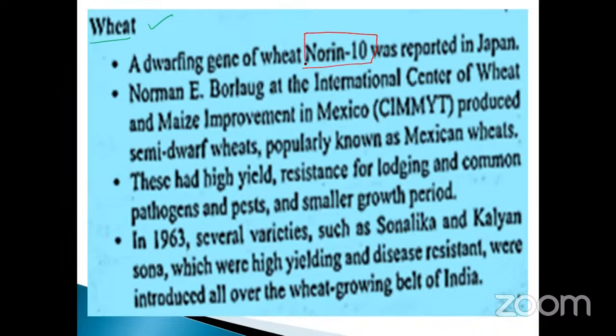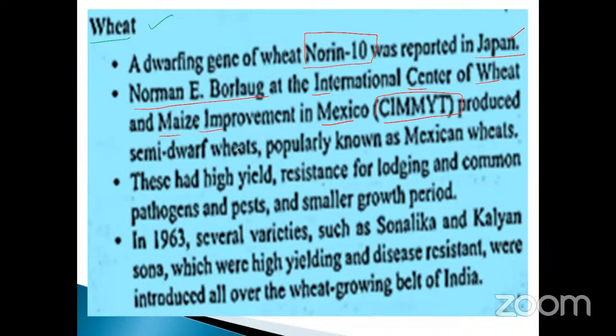See, this Norin 10 was reported in Japan. See, that is Japanese. Norman E. Borlaug is the name of the scientist. Just imagine, Norman E. Borlaug is the one associated with the World Green Revolution. Given by the name of the scientist Norman E. Borlaug, at the International Center of Wheat and Maize Improvement in Mexico, they have given us CIMMYT. So what is the expansion of this one? Sometimes they may ask: the International Center of Wheat and Maize Improvement in Mexico.